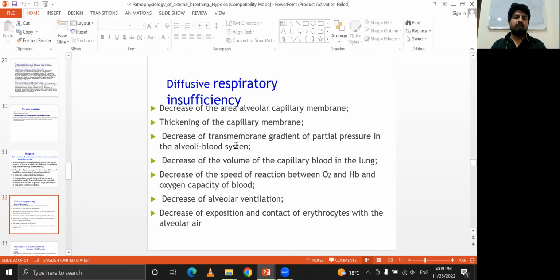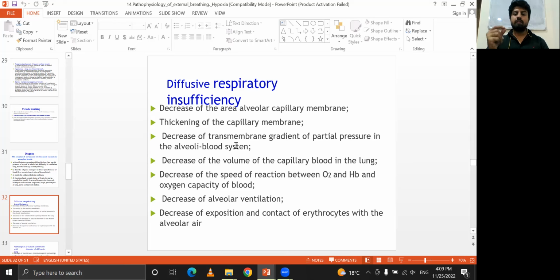So, diffuse respiratory insufficiency includes the decrease of the area of the alveolar capillary membrane, thickening of the capillary membrane, decrease of the transmembrane, decrease of the volume of the capillary, decrease of the speed of the reaction between the O2 and Hb, and the oxygen capacity of blood.